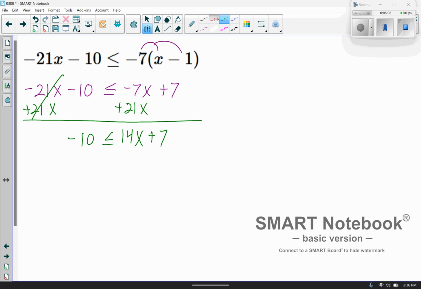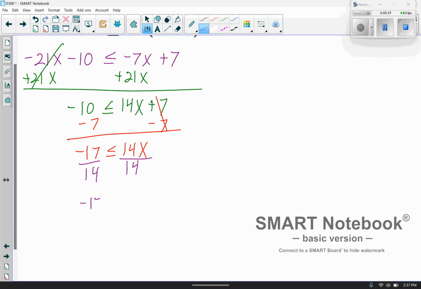Sometimes you can't avoid it, so you definitely want to know what that rule is. Okay, so then our next step would be to isolate the variable. So we'll subtract 7 on both sides. So we cancel that out. So let's see, we're going to have negative 17 is less than or equal to 14x. And then we want to whittle this down to a single x. We don't want 14 x's, we want 1x. So we're going to divide by 14 on both sides.